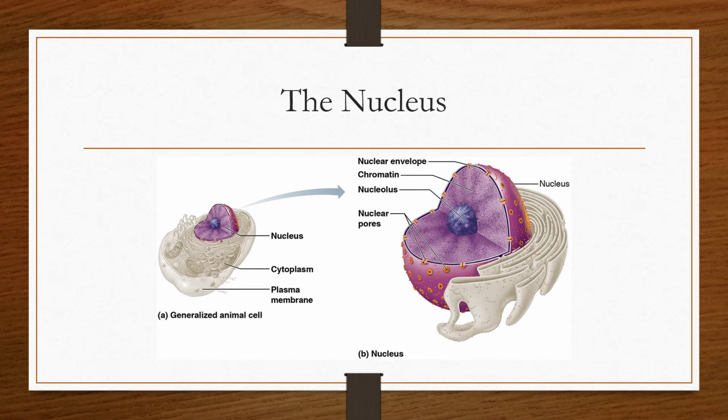So we just talked about the plasma membrane. Let's move on to the nucleus. So the nucleus is the cell's headquarters or control center, and it's where DNA is stored. It's often oval or spherical as pictured here in this generalized animal cell, but it will conform to the general shape of the cell. It has 3 recognizable structures.